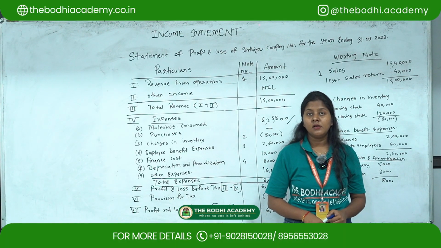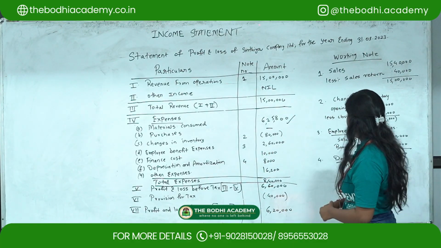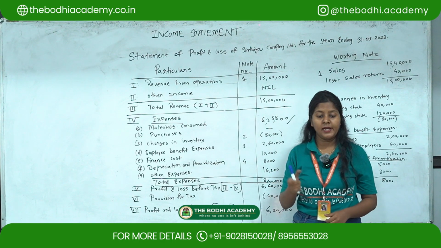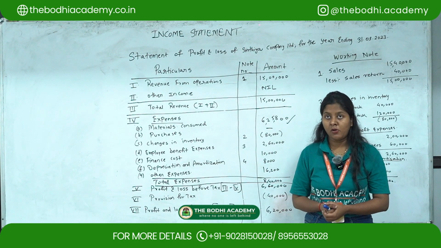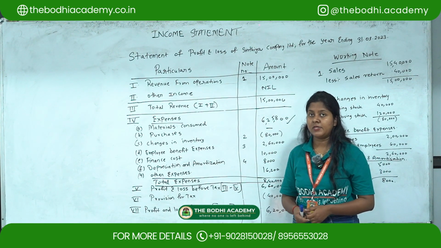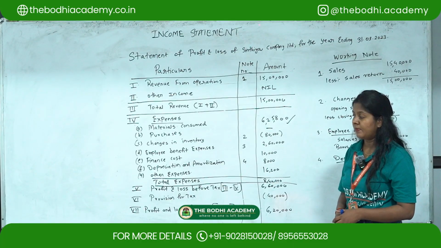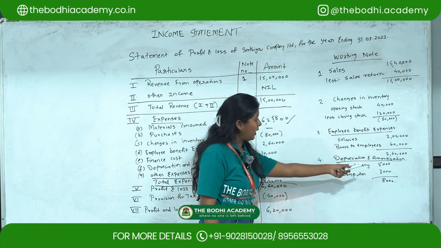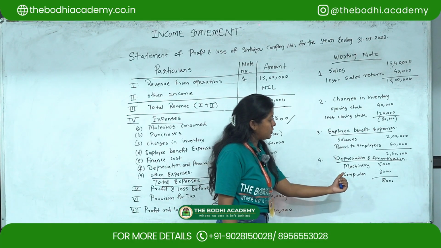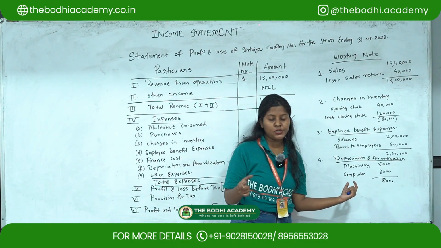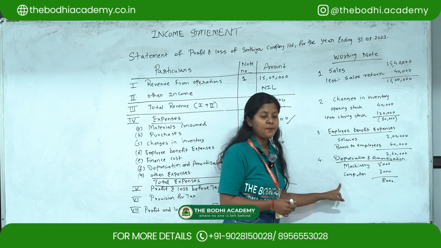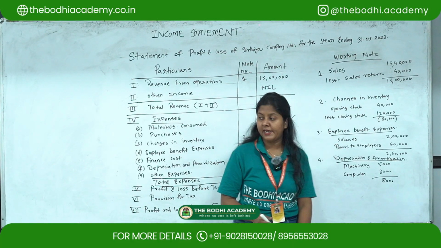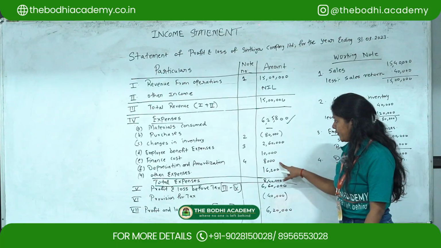Then goodwill directly here it will not come, because they have not mentioned amortization and all to that. Then preference share capital also it is not going to come, and outstanding salary also it will not come. So now here depreciation and amortization, you have to show depreciation on machinery, which is given as 5,000, and depreciation on computer, which is given as 3,000. So total is 8,000. So that we have shown over here.